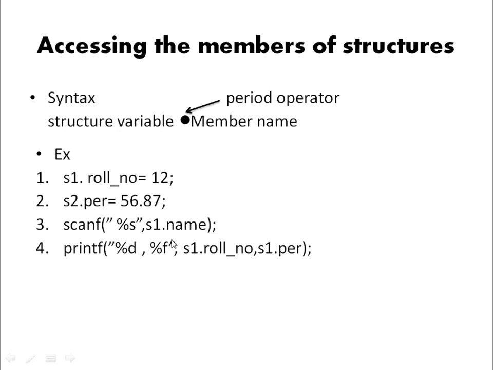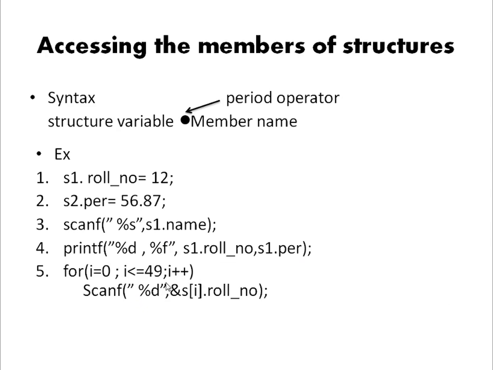So it means that I can assign values, I can read values, I can display values. Suppose it is an array of structures and I wish to read 50 roll numbers, being s of 0, s of 1, s of 2, s of 3, s of 4, up to s of 49. So why don't we say in general s[i].roll_number, and since we are going to read an integer value, I'll say %d. For i equal to 0, i less than or equal to 49, i plus plus, scanf %d, comma, ampersand of s[i].roll_number, which means that we have actually read 50 different roll numbers and stored them into an array of structures.